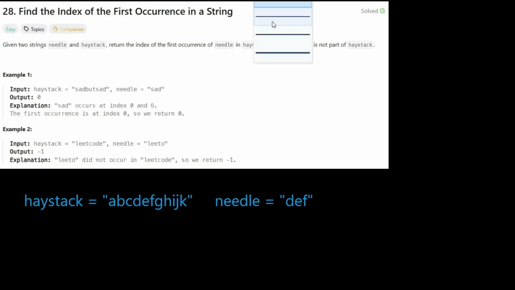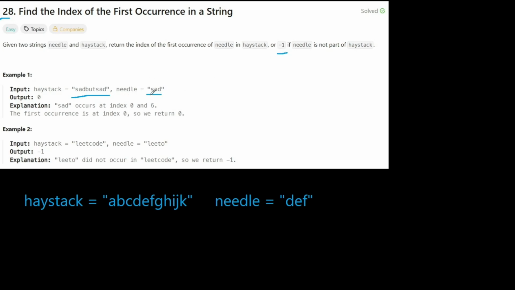Today we will solve another problem, number 28, which is find the index of the first occurrence in a string. So what's this? We are given a string and we need to find the index of the first time the needle, which is another string, appears in this string. And if the needle does not appear in the string, we return -1.